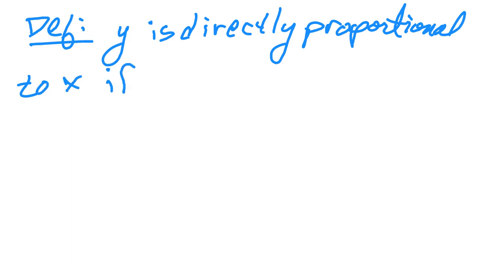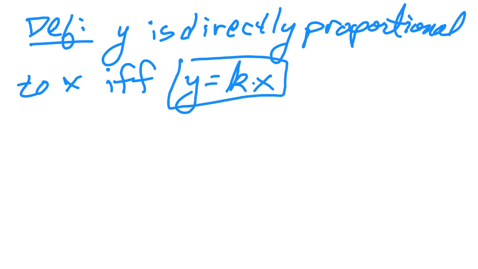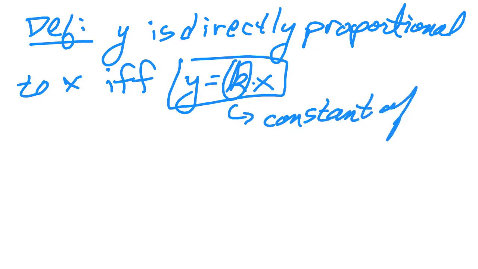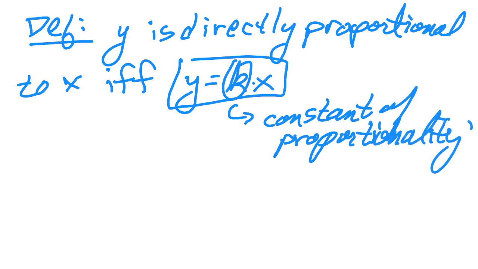Now remember definitions, if definitions go both ways. So IFF means if and only if. Y equals some constant K times X. So I could have just written KX, but I could put a raised dot there too. So Y equals some constant times X, where K is called the constant of proportionality. All right, that's what K is called there.